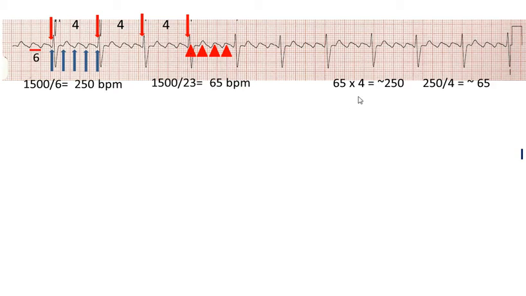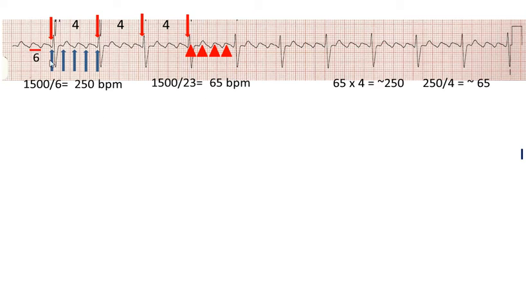If you take 65 and you multiply it by 4, you do get something around 250. If you take 250 and divide it by 4, you get something around 65. So there is a 4-to-1 relationship between the ventricular rate and the atrial rate. This is approximately quadruple what your ventricular rate is. This is approximately a fourth of what your atrial rate is, a 4-to-1 relationship.